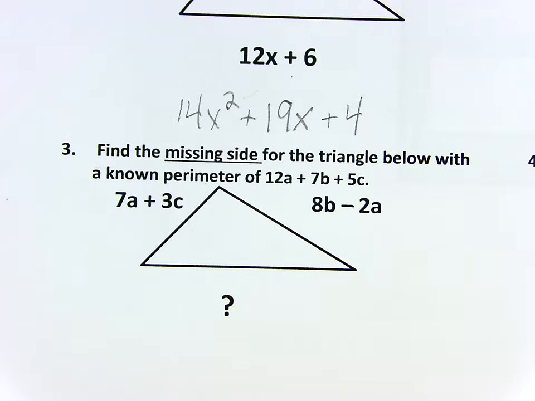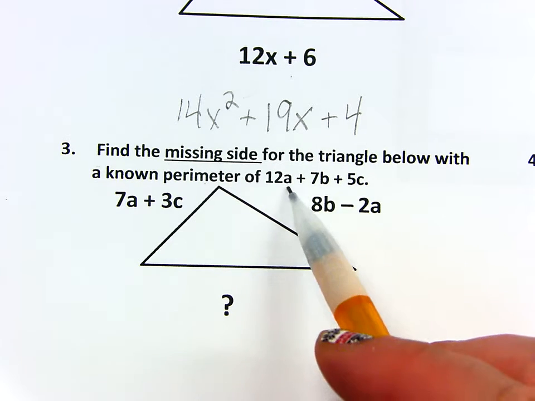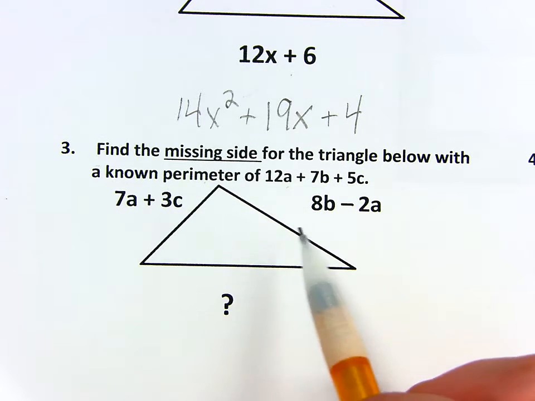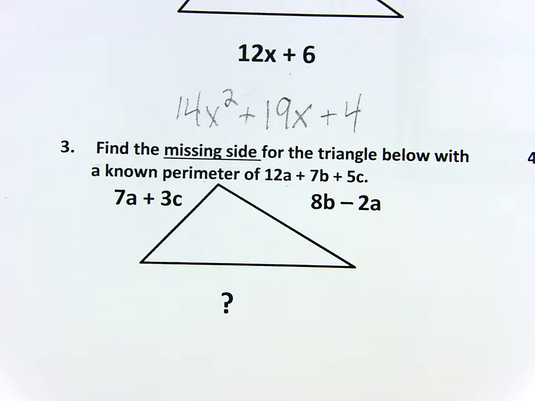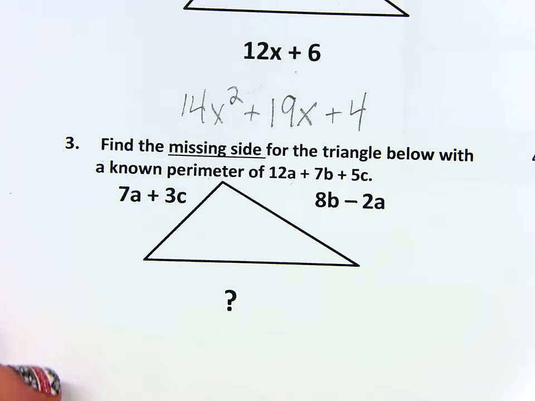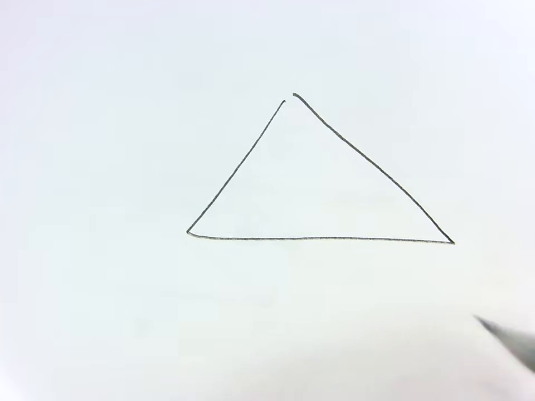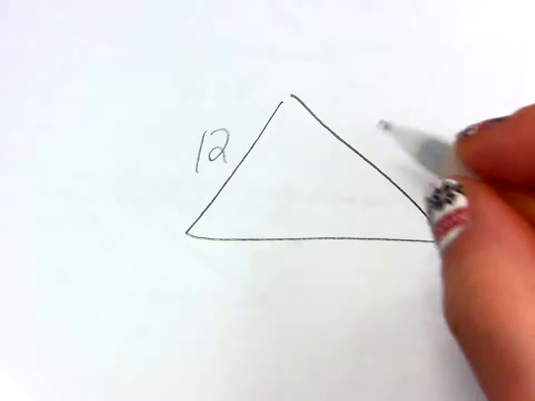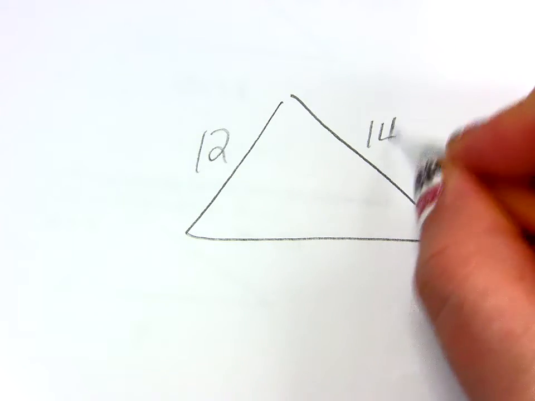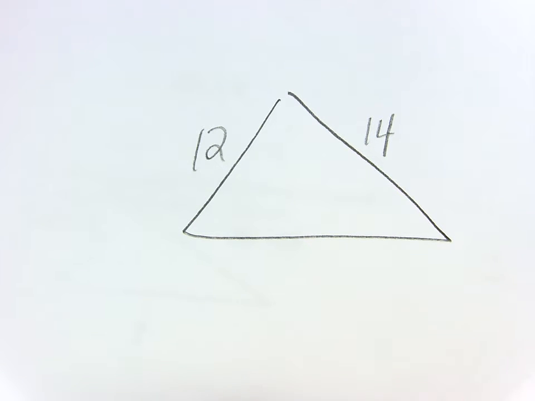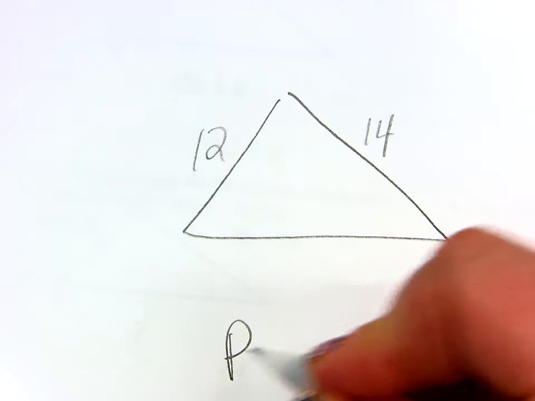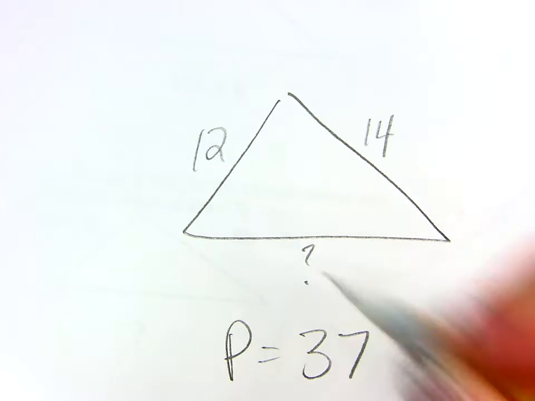The third one says, find the missing side for the triangle below. I know the perimeter, and I know two of the sides. So how in the world, let's backtrack. Don't do this problem yet. Let me ask you this question. If I had a triangle, and I told you this side was 12, this side was 14, and the perimeter of the whole thing was 37, could you find the length of that missing side?